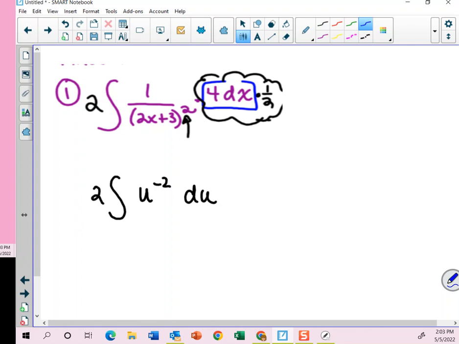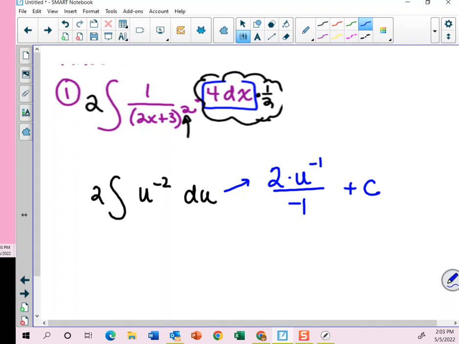Is this a natural log problem? No, because natural log problems are u to the -1 or 1 over u. So u to the -2, this is not a natural log. This is just backward power rule. 2 times u to the -1 divided by -1 plus c.